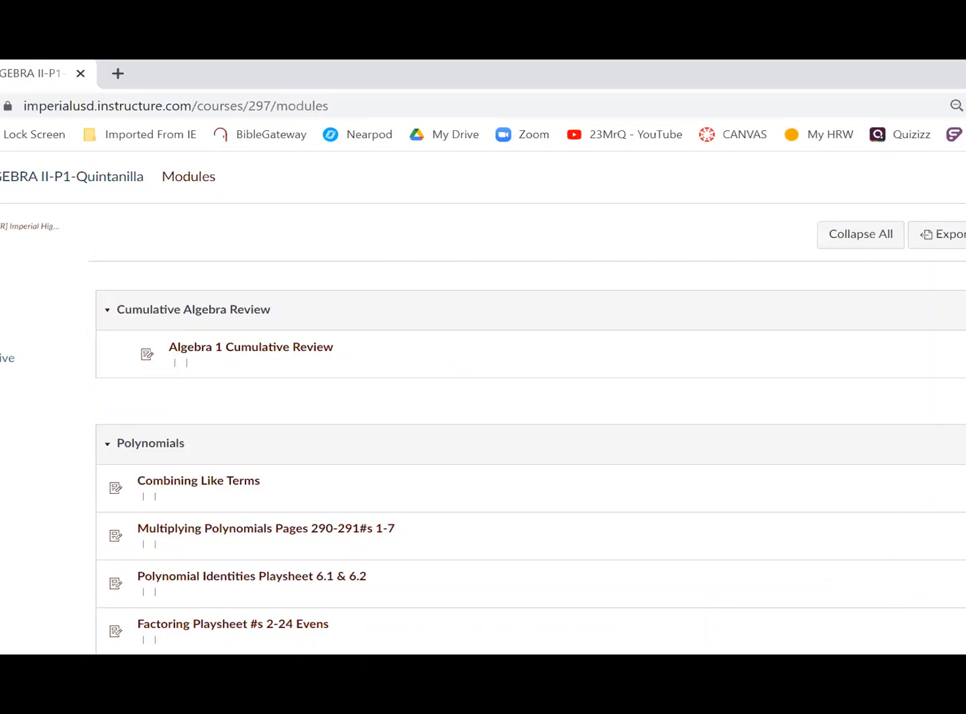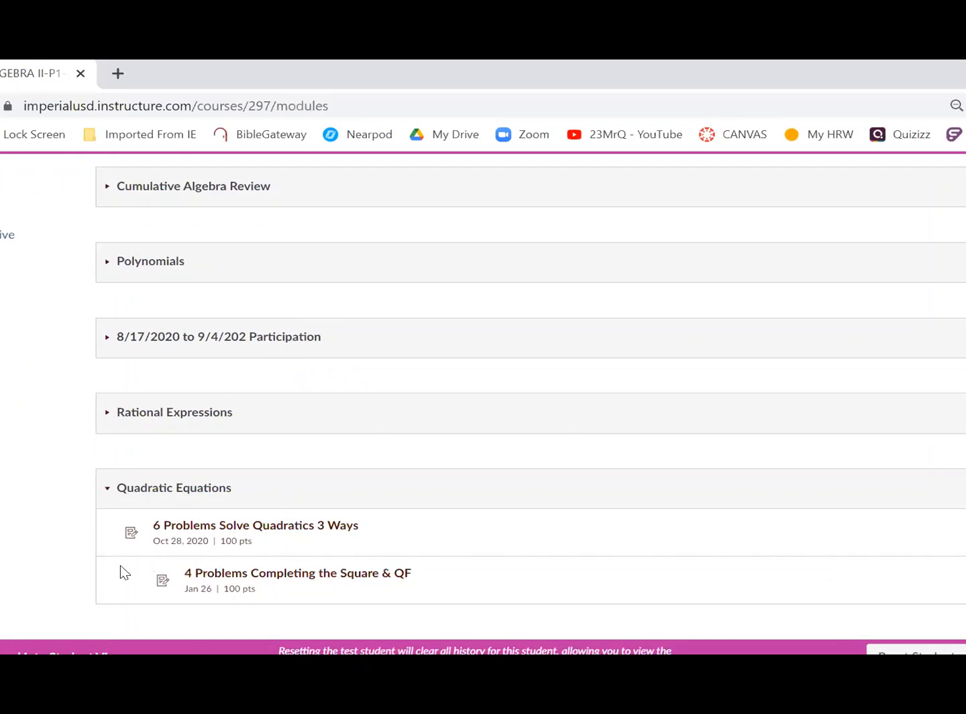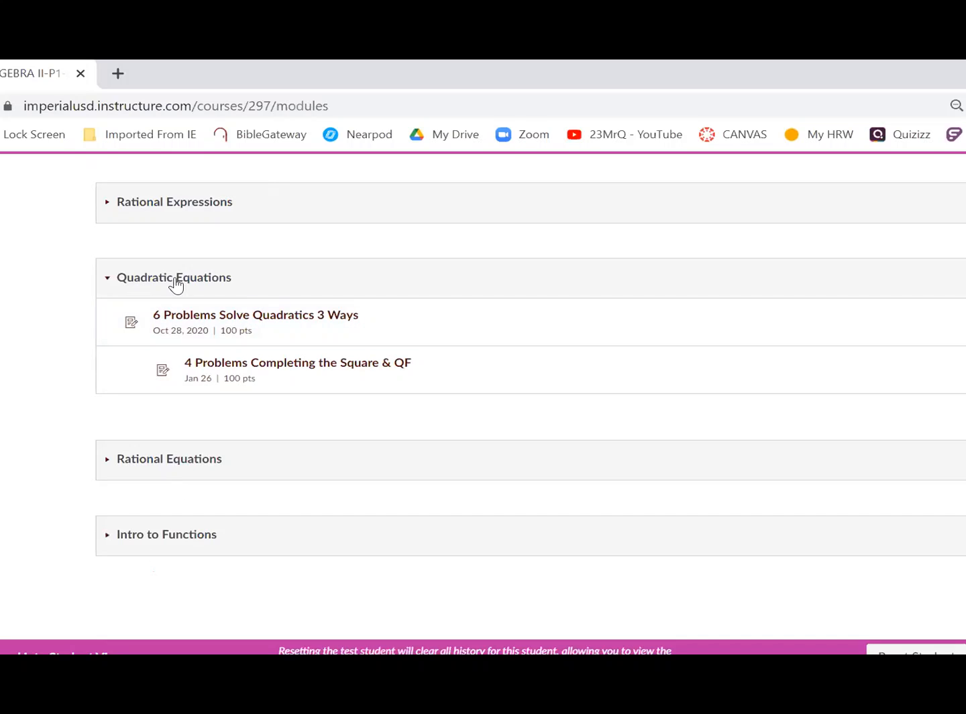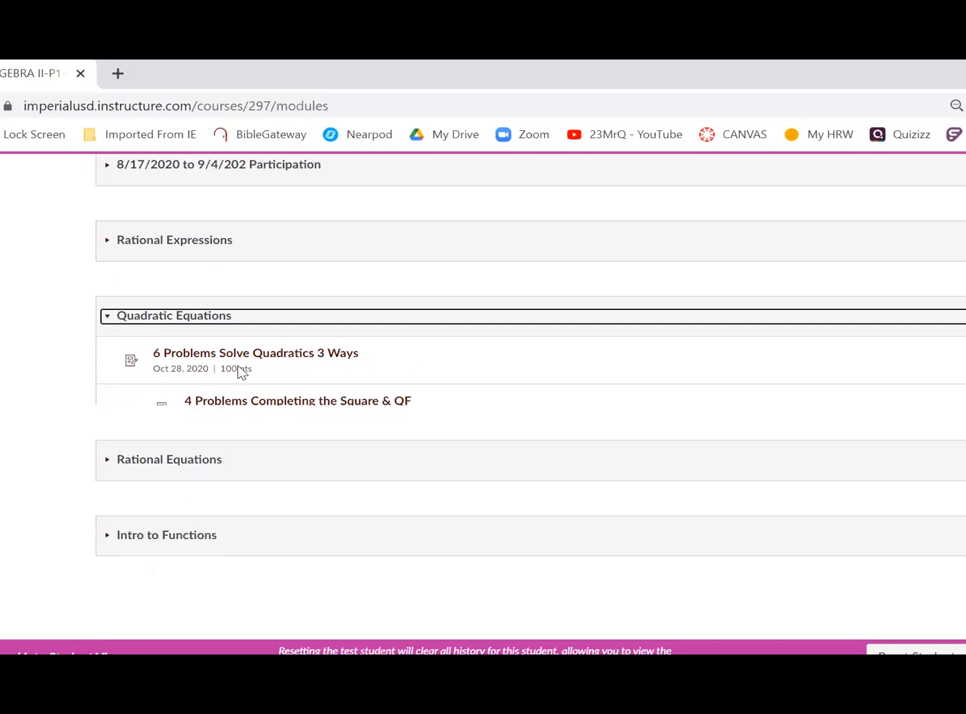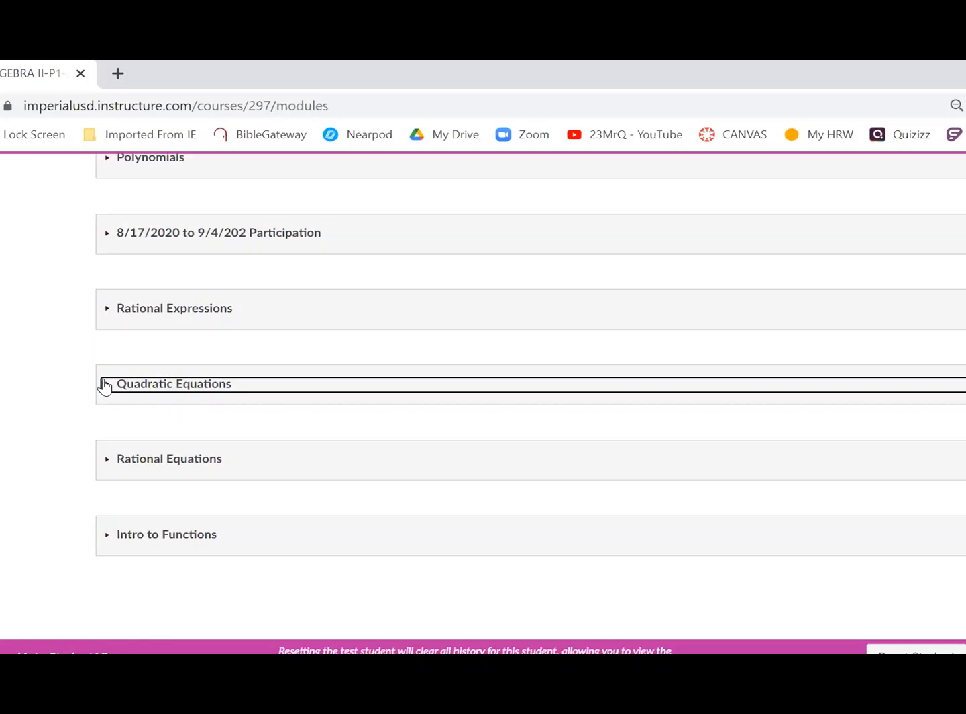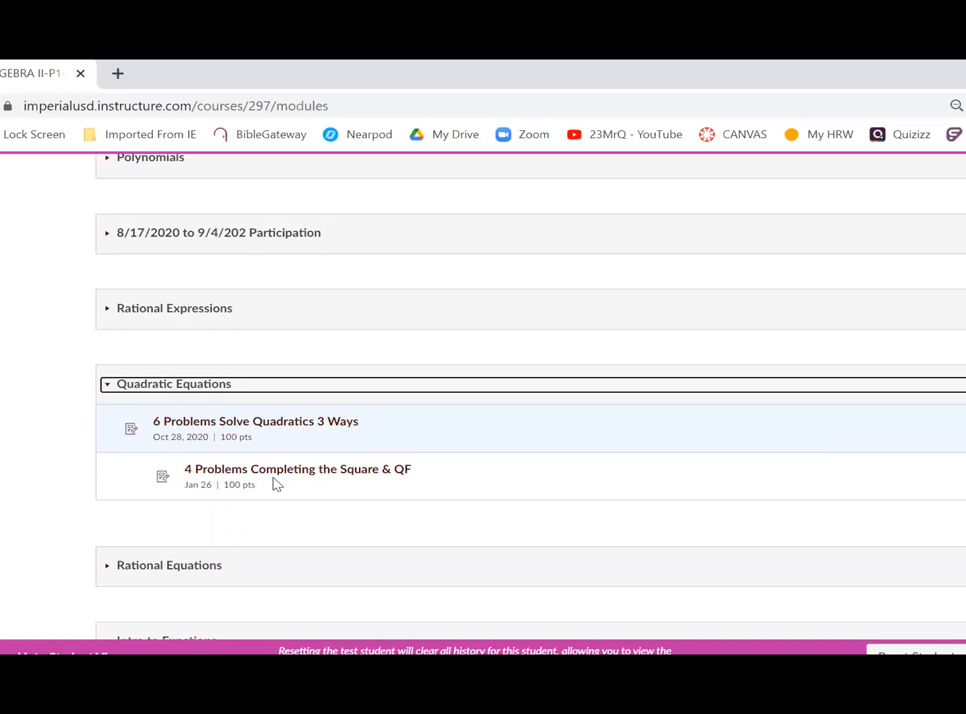And since that practice that we just did is no longer in functions, now it's in what? Quadratic equations. You go to your quadratic equations module, down arrow, and it should be right here, 4 problems completing the square and quadratic formula. Make sure you turn that in there, please.